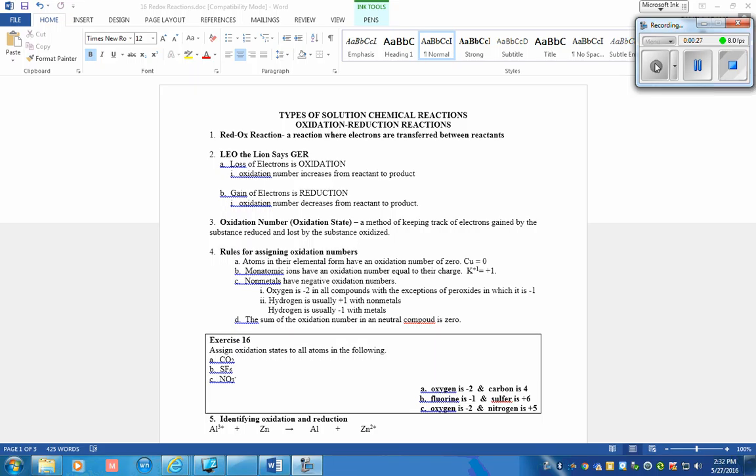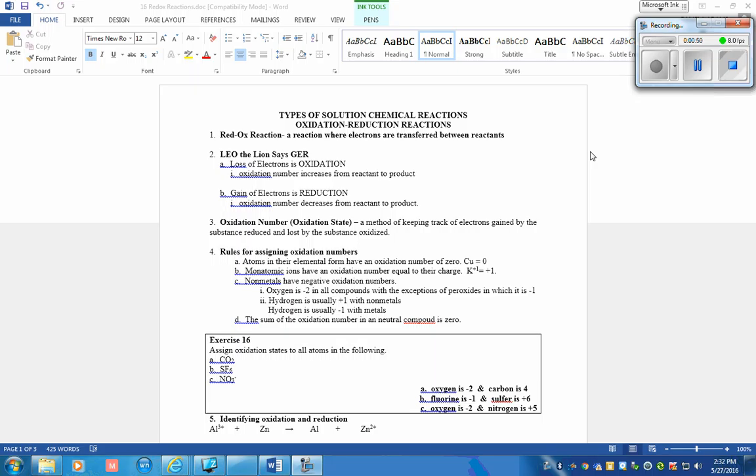The loss of electrons is called oxidation, while gaining electrons is called reduction. You'll need to be able to identify both halves of these reactions later on. Here's a clue for you. Oxidation number increasing from reactant to product is oxidation, and oxidation number decreasing across the arrow is reduction.